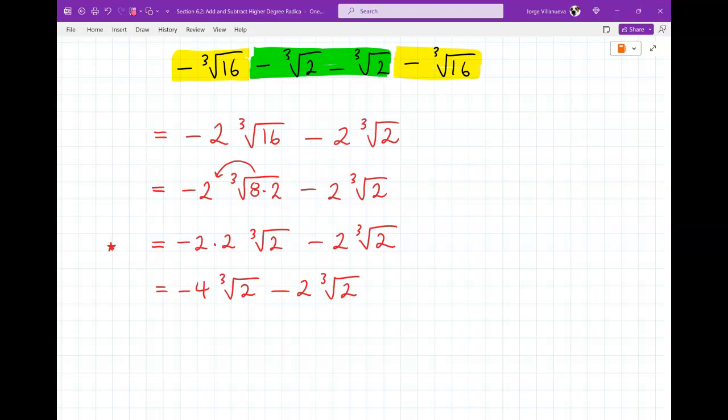Since they are like radicals, I can put them together. Negative 4 minus 2 is negative 6. This becomes negative 6 cube root of 2, and I'm done.